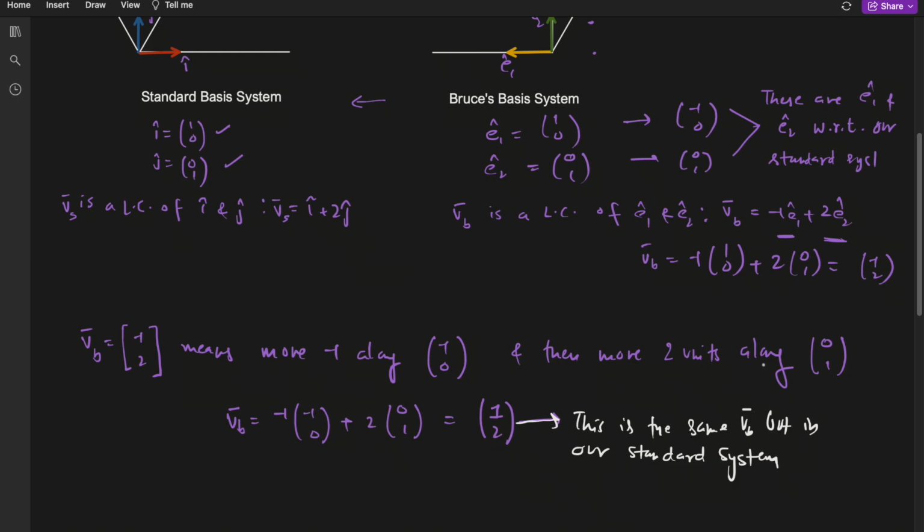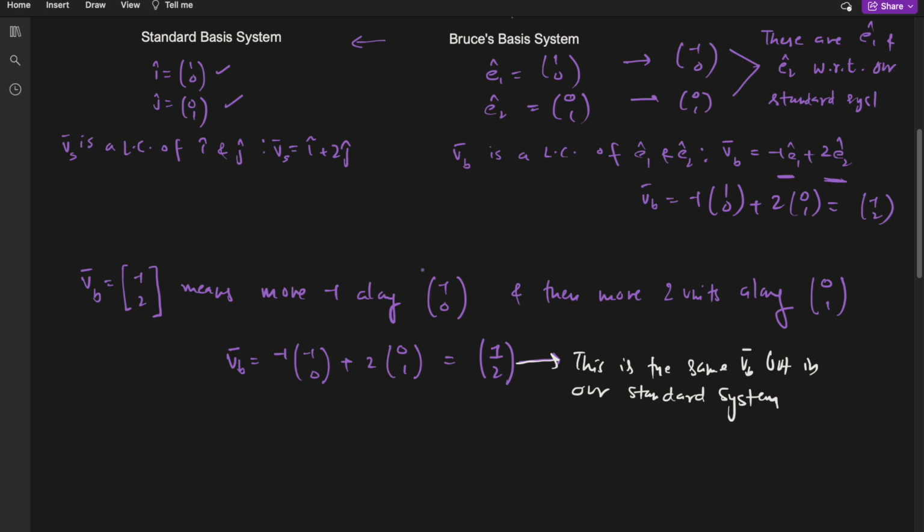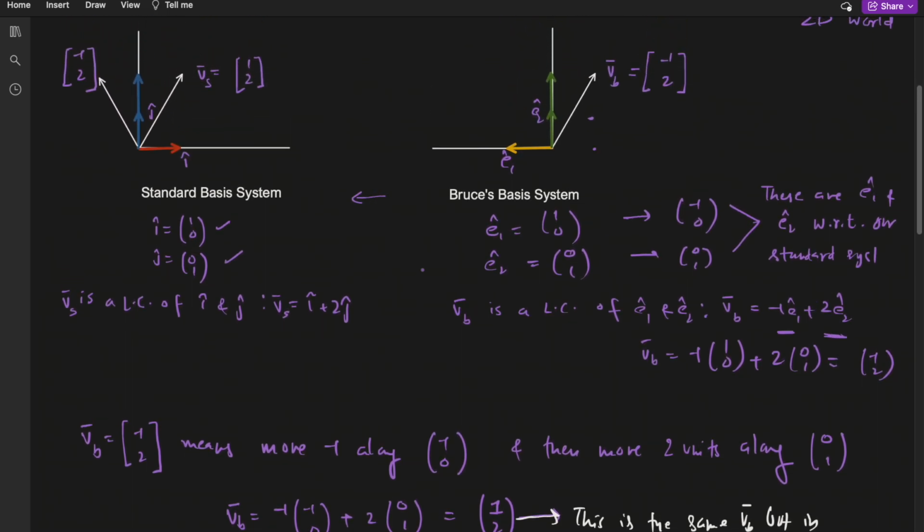All right. So this is V. Here is V. So basically, when Bruce is saying -1 comma 2, he doesn't mean this vector. He doesn't mean this location. He's actually conveying to me this position, that is this vector 1 comma 2. Okay. So although V is 1 comma 2 in one system and -1 comma 2 in another system, the value of V is different in different coordinate systems.